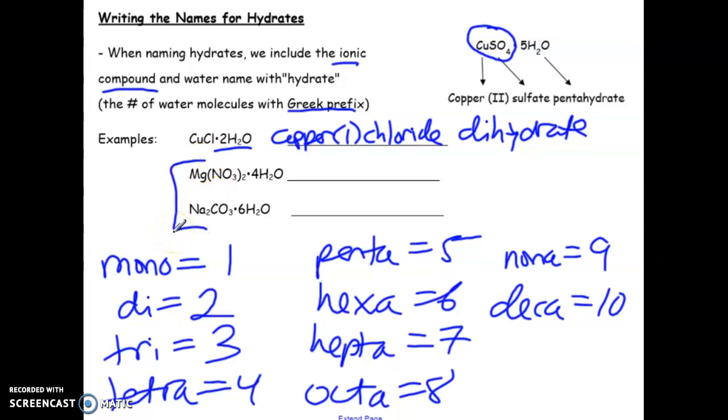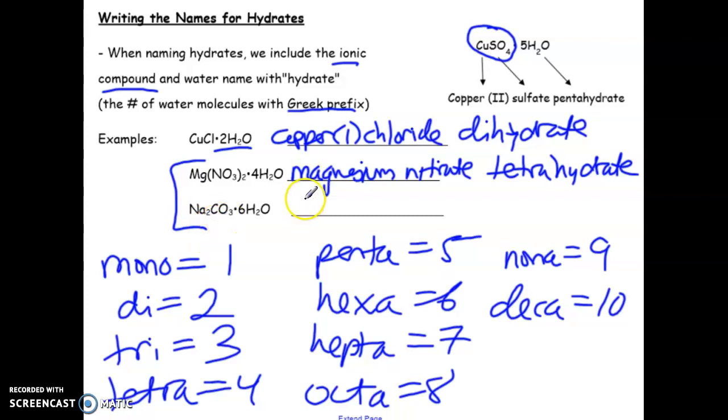Try naming the next 2. Pause the video. Okay, so for the next ones, we have magnesium nitrate, and then we have 4, so this is going to be tetrahydrate. And this last one, we have sodium carbonate, and then we have 6 water, so that's going to be hexahydrate.